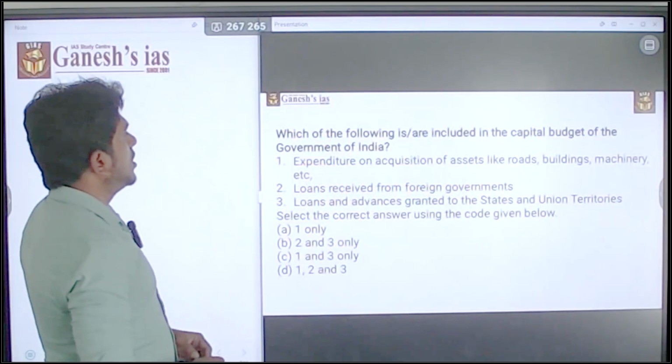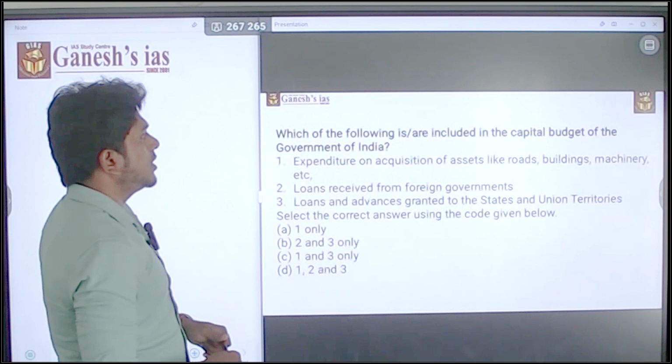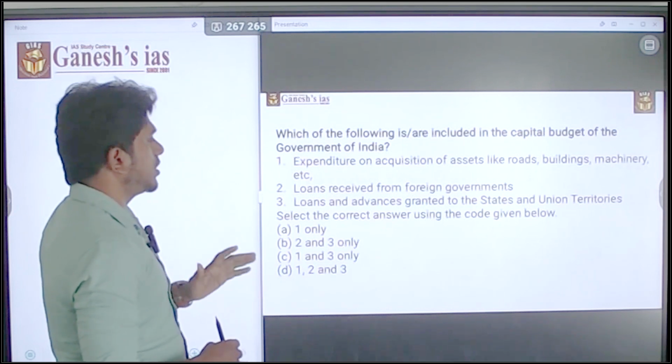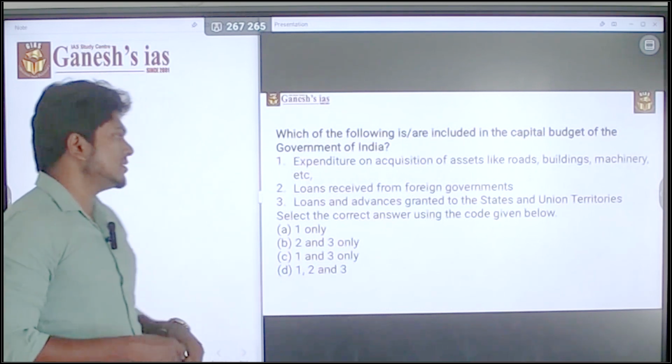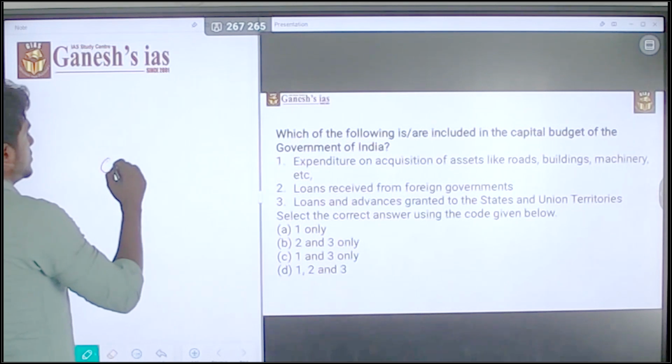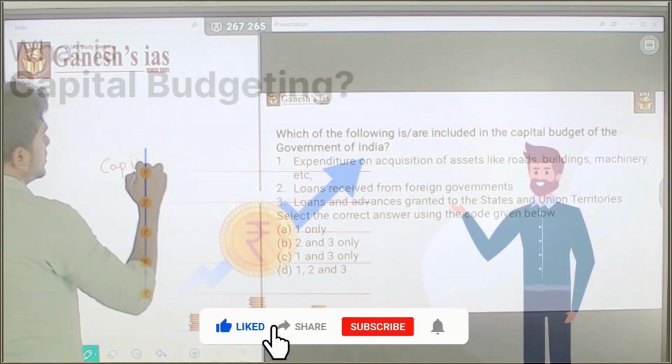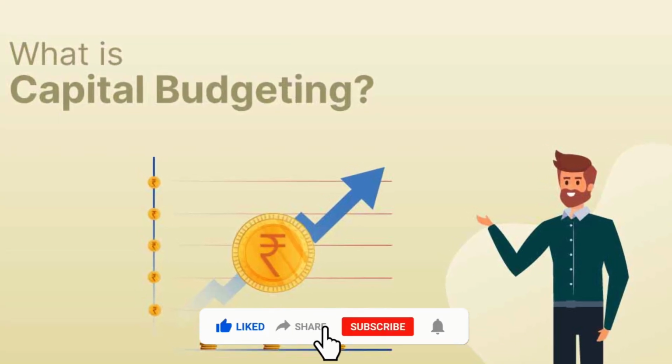Which of the following are included in the capital budget of the government of India? So it is purely a factual based question. What is capital budget?